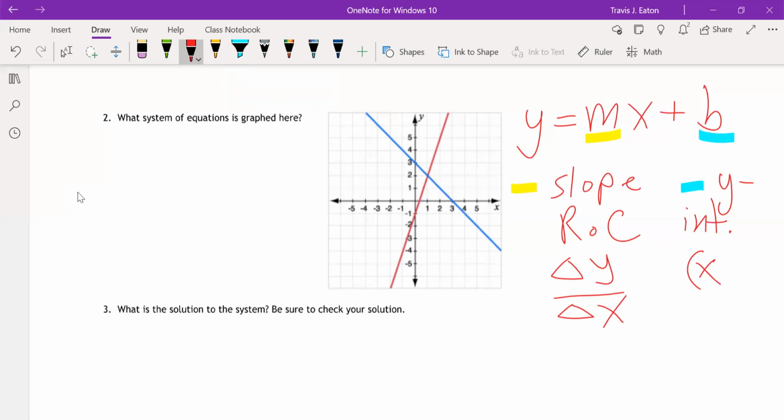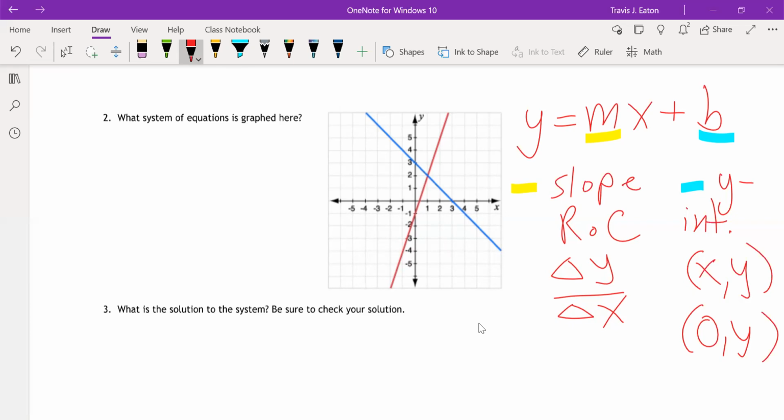When we have an xy ordered pair, it is the y value when x is 0. It is the y value. There we go. When x is 0, what is our y value? That's the y-intercept. So we can look at these 2 lines, the red line and the blue line, and we can write them in slope-intercept form just by looking at them.